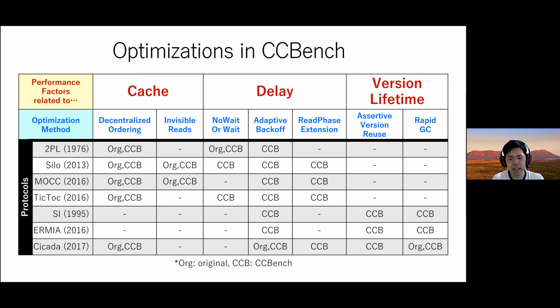We found they can be classified into 3 categories: cache, delay, and version lifetime. I explain these insights later.